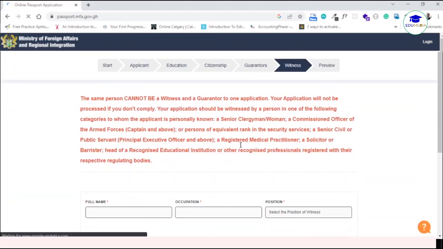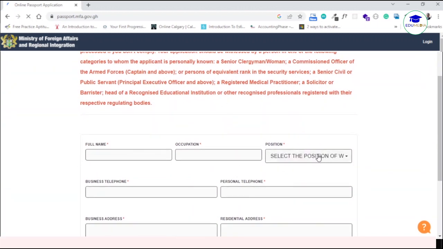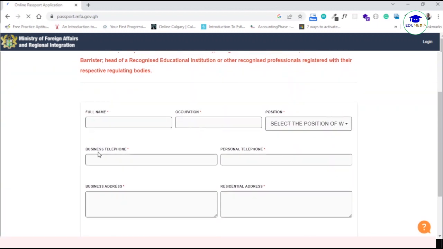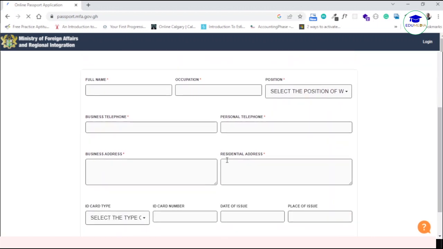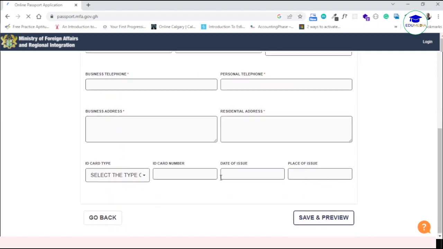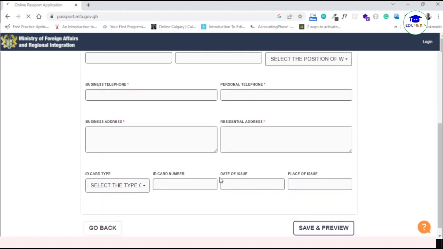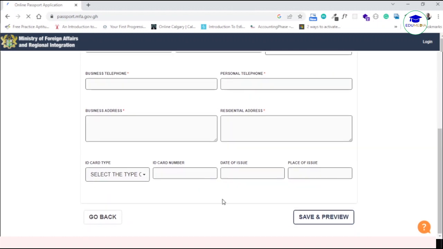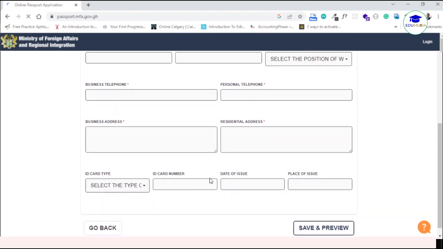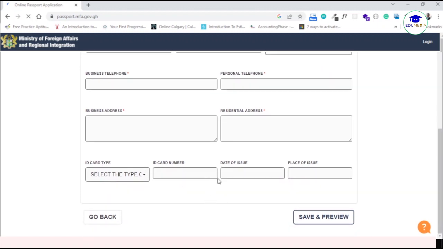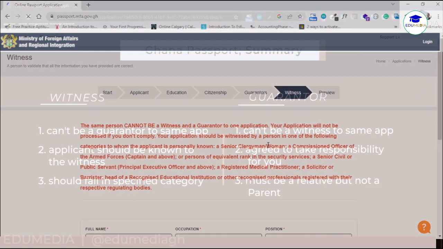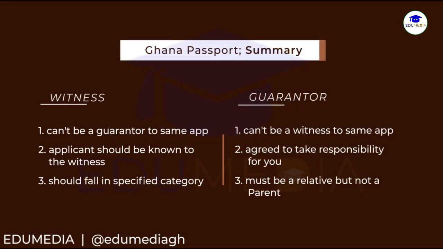The information you need to provide on these individuals include their full name, their occupation, their position, their business and personal telephone numbers, their business and residential addresses, one of their ID cards information, the date the ID card is issued, the type of the ID cards, the ID card number, and then the place where the ID card is issued. Even though you can proceed without the ID card details, I would recommend you try and ask your witness about it. If they feel uncomfortable giving you this information, you can still proceed without any issue with the passport application. Alright, this is all that I have for you in this video.